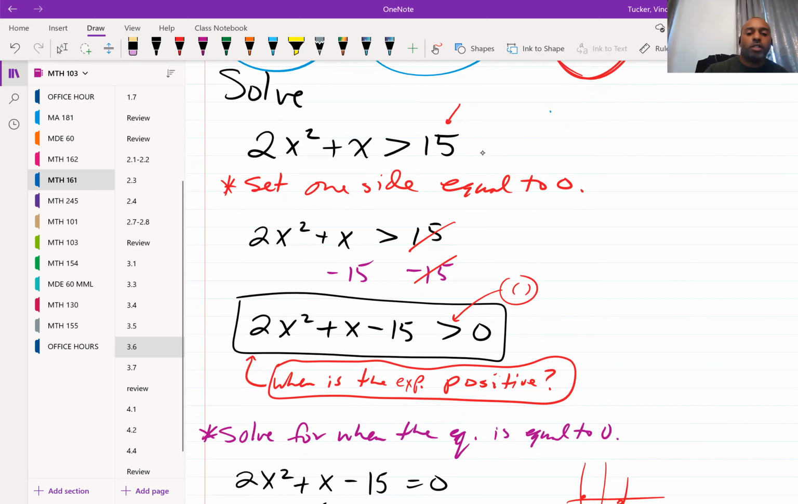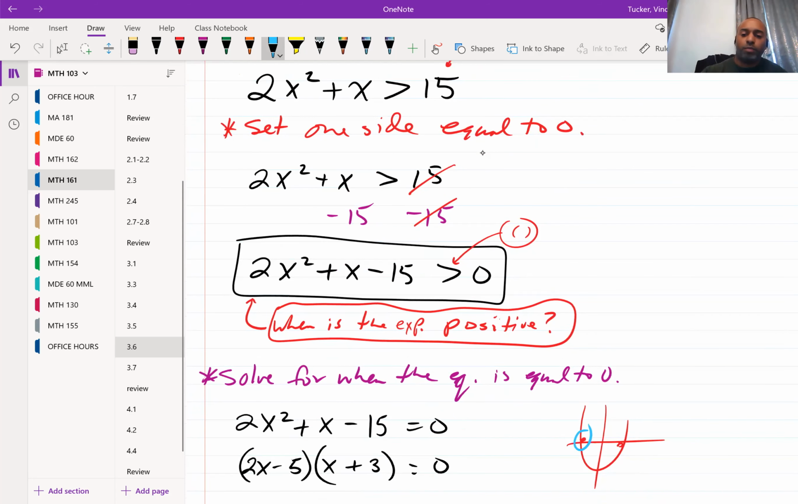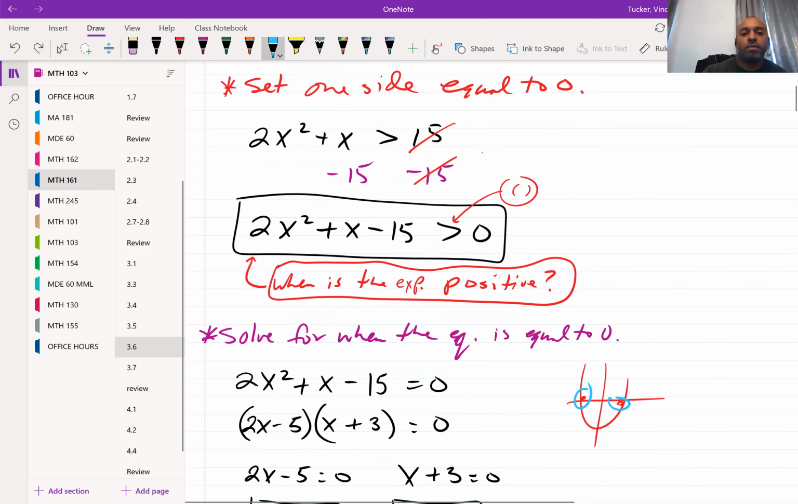All right. So now we're going to solve for when the equation is equal to 0. Don't forget there were those 2 points that we're looking for. That's going to help us to set up our intervals. So in order for us to find that, we want to figure out when is it equal to 0. We're going to come back to being greater than 0. But right now we want to know when is it equal to 0, so we can find those 2 points.